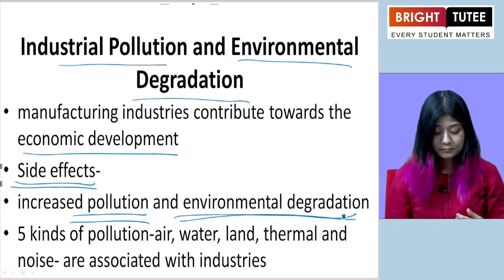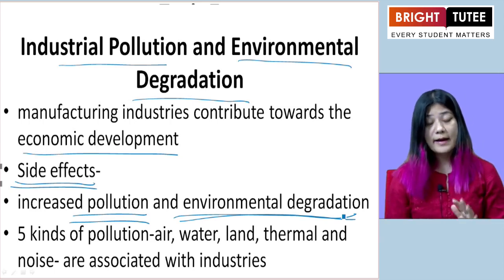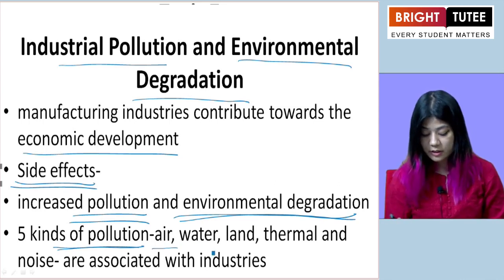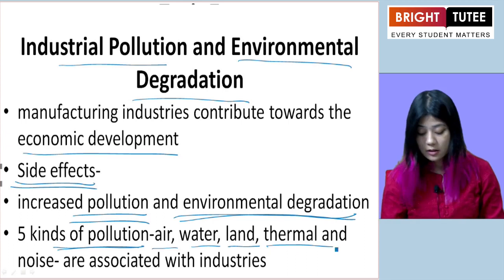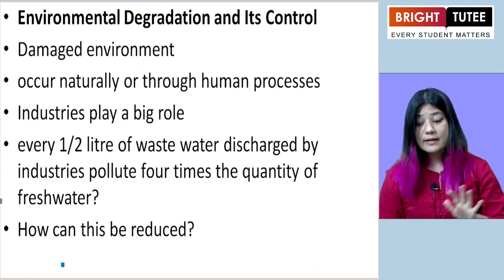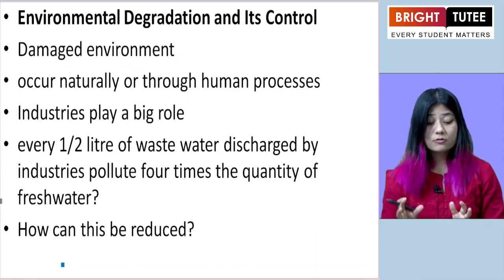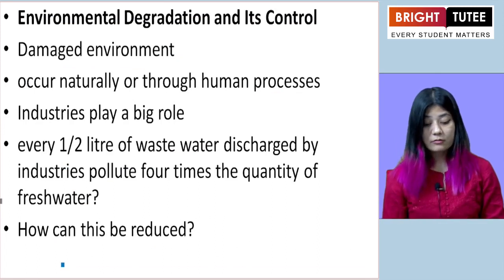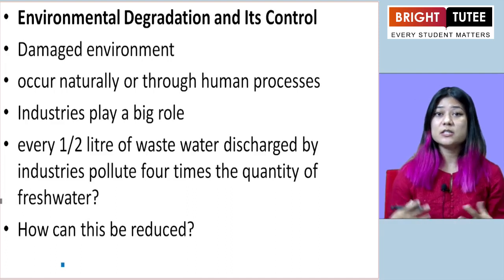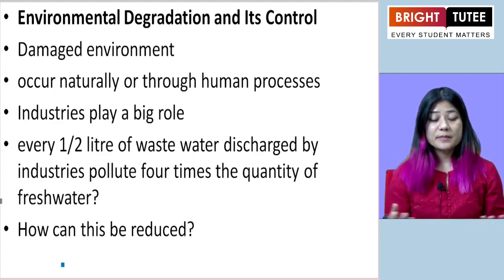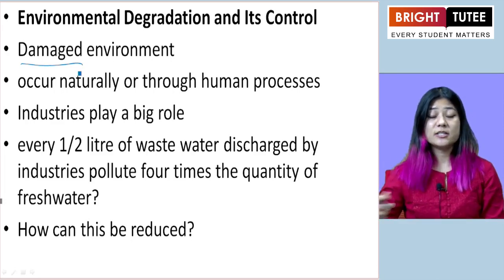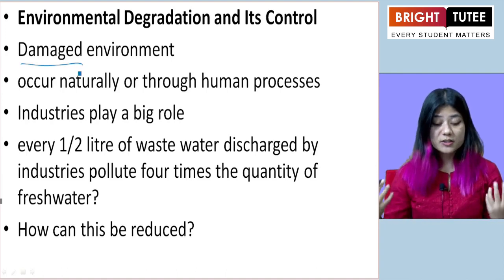and that is it increases pollution and it leads to environmental degradation, or decline of the environment. Now, this is caused by kinds of pollution that occur, and those are air pollution, water pollution, land pollution, thermal and noise pollution. Now, let's look at environmental degradation and how we can control environmental damage. We know that with the growth and development of industries, and use of resources, the environment gets damaged. The growth of industries, industrialization, damages the environment, damages the earth.